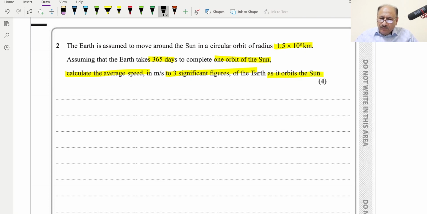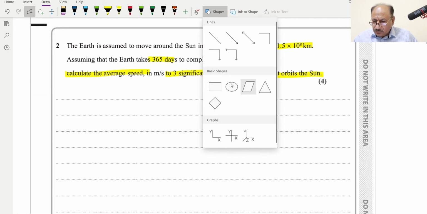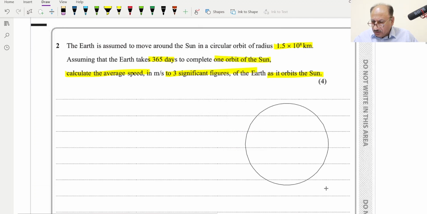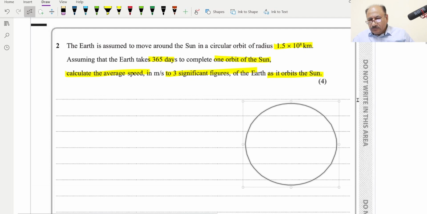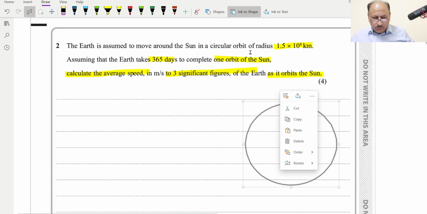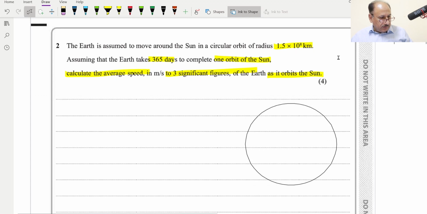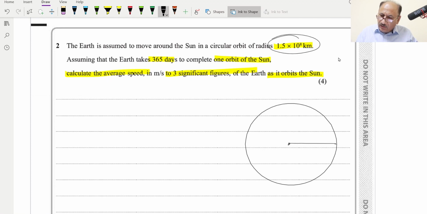Now we can take a situation where we have the earth over here, and we can take its orbit like a circle. What we can do is draw the radius of this circle. The radius of this circle is, for example, till here, and this radius is given as 1.5 into 10 raised to the power 8 kilometers.